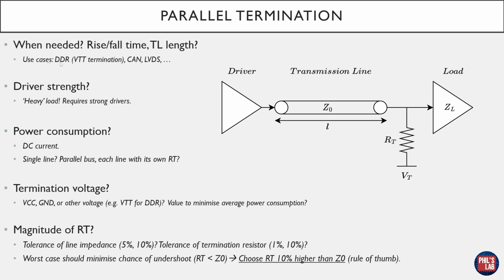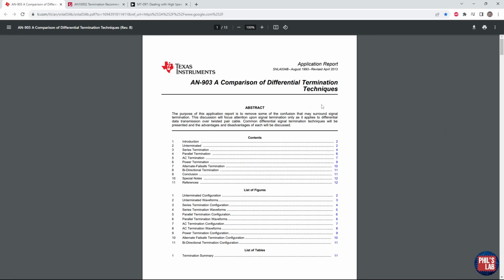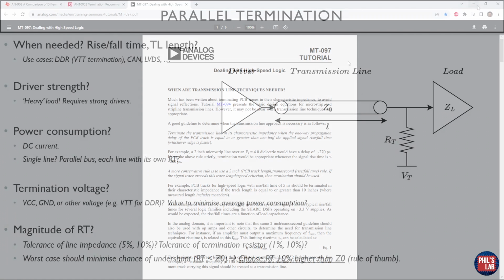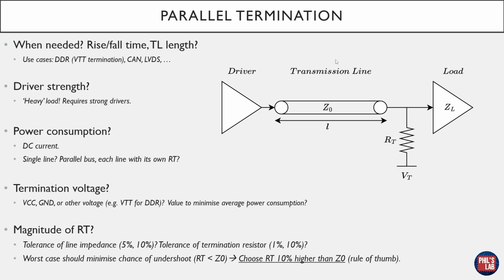The question is when we need this, what rise and fall times, transmission line lengths, and so on. Typical use cases might be in DDR memory, where we'll see this as DDR termination, in CAN systems, LVDS, and so on. I'll leave a few of these application notes in the description box below, and this gives you far more information on this topic, and I highly recommend looking through these various websites and application notes. What you might have also already noticed or suspected is that our driver needs to be fairly strong.